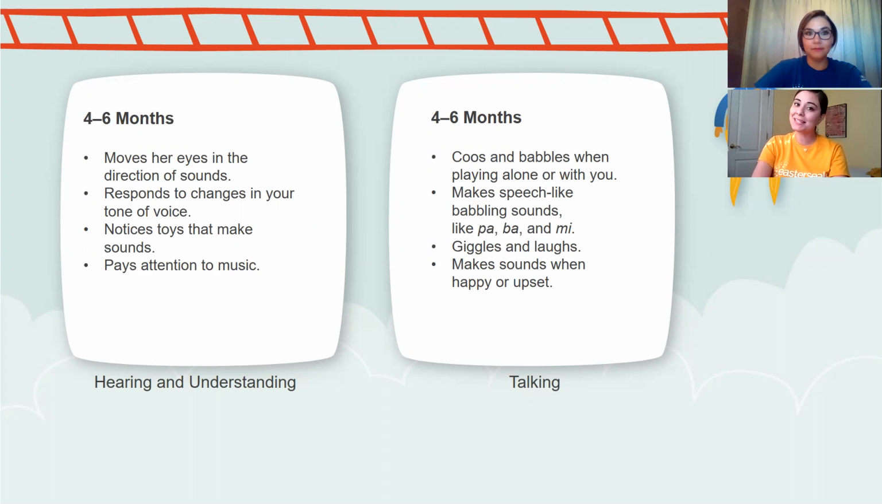Talking from 4 to 6 months. This is fun. This is when they start cooing and babbling. When playing alone or maybe playing with you, they will start making sounds, speech sounds like babbling sounds like pa, pa, pa, ba, ba, and me or ma. They'll start to giggle and laugh, or they'll also make sounds when happy or upset.